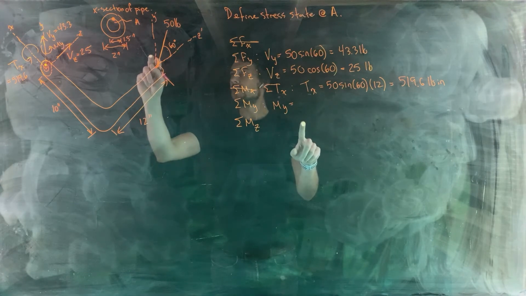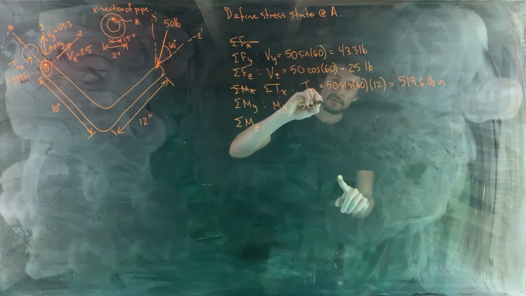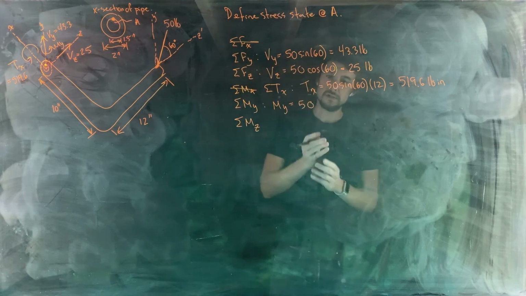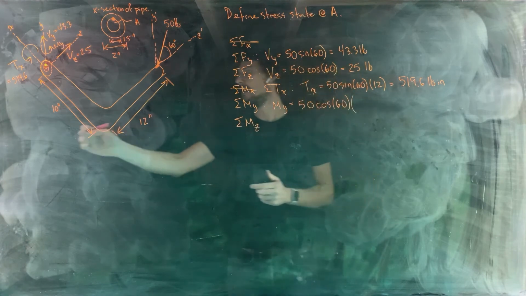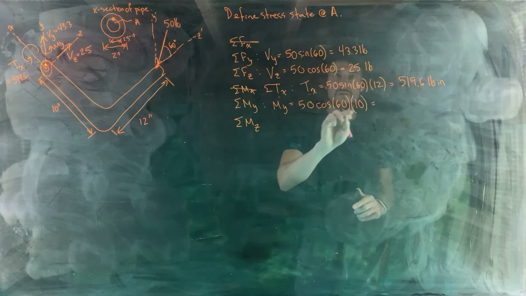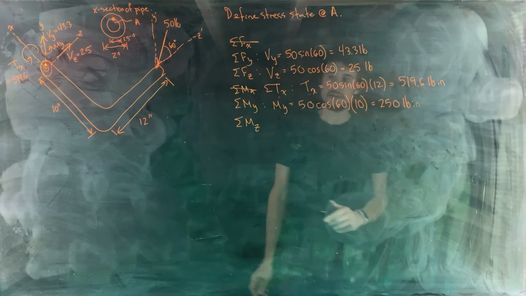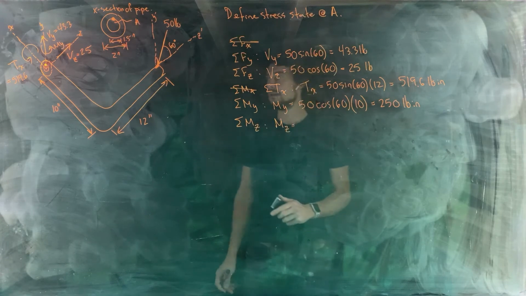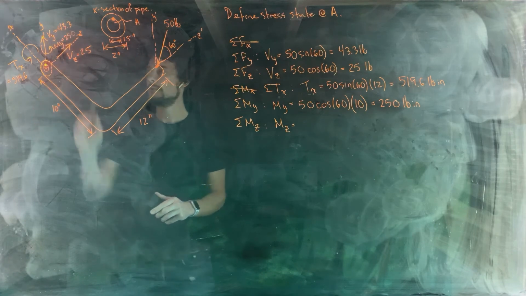M subscript y is equal to the horizontal component, which was 50 multiplied by cosine of 60. Not sine, cosine. 50 cosine 60 multiplied by 10 inches. We said that was 25 multiplied by 10, 250 pound inches here. Let's put that up here at 250.